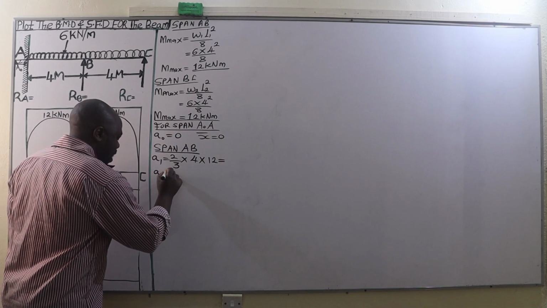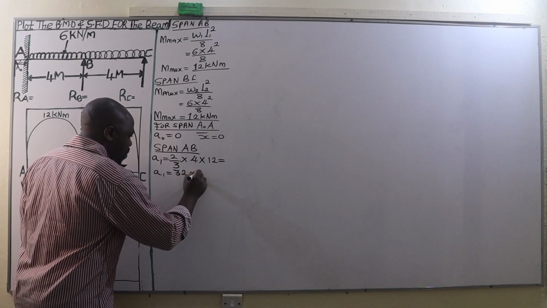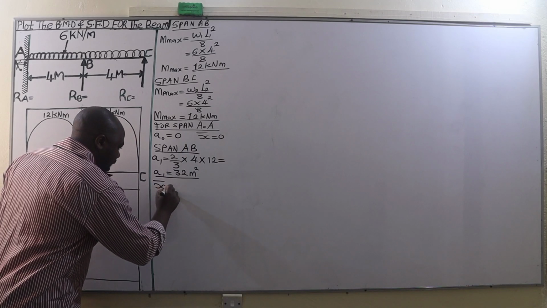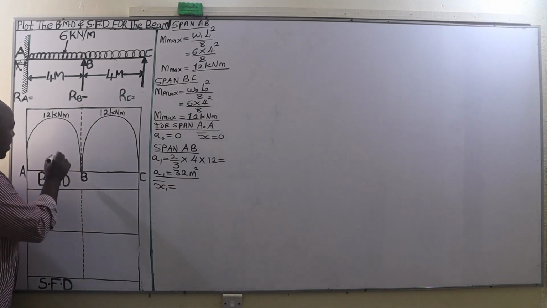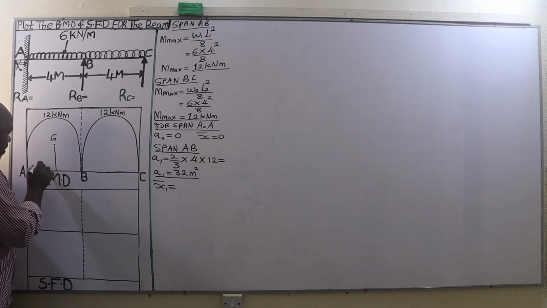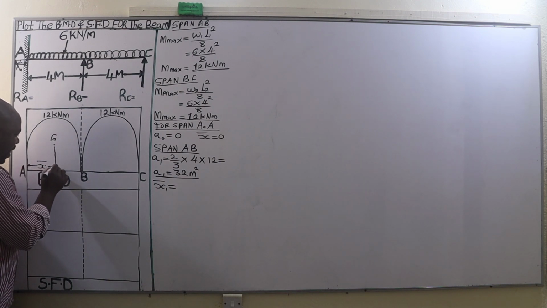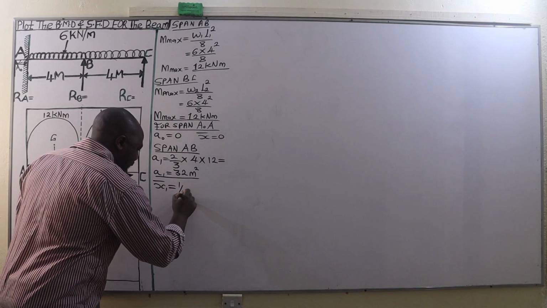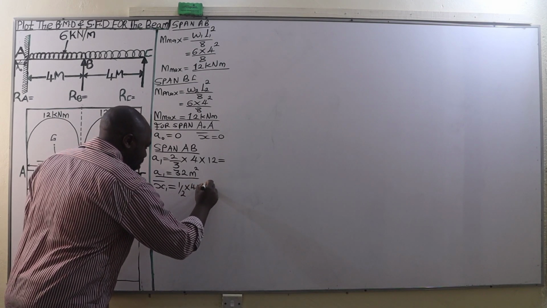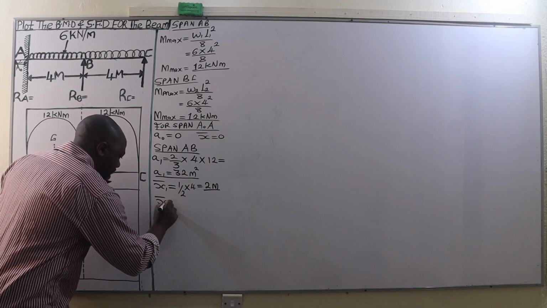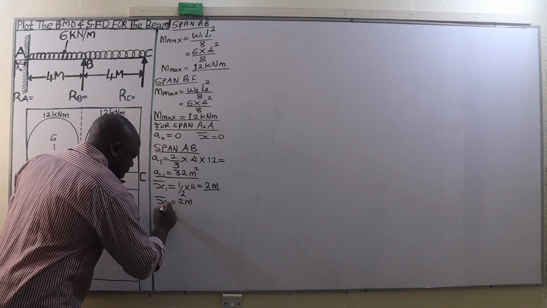Therefore, A1 equals 32 square meters. Then bar x1, and in this case bar x1 will be the distance from the center of gravity of this bending moment diagram all the way to the end A. So this is bar x1, and bar x1 will be given by half the span A to B. So that is going to be half of 4 meters, which is 2 meters. So that is the value of bar x1, 2 meters.